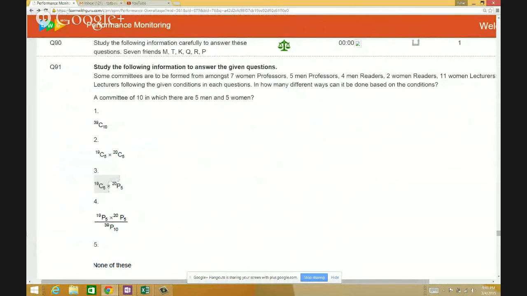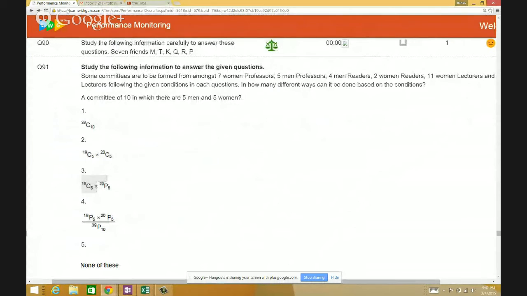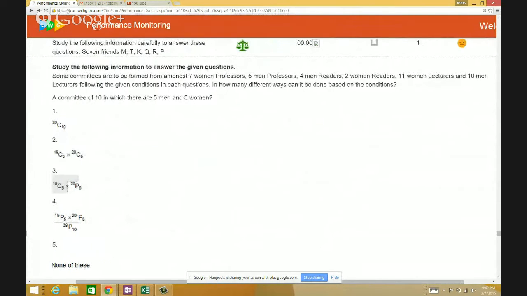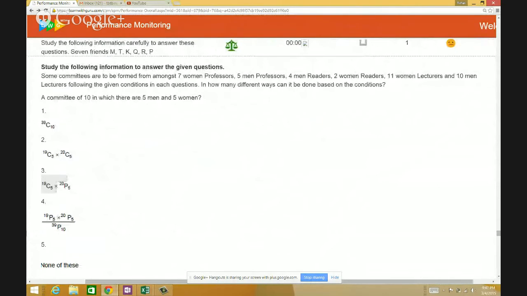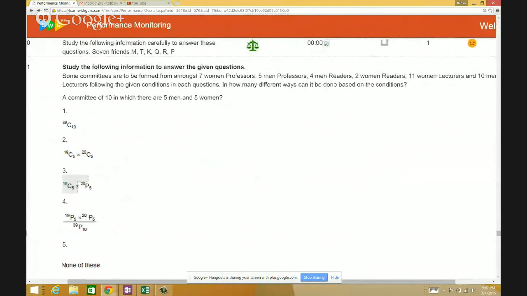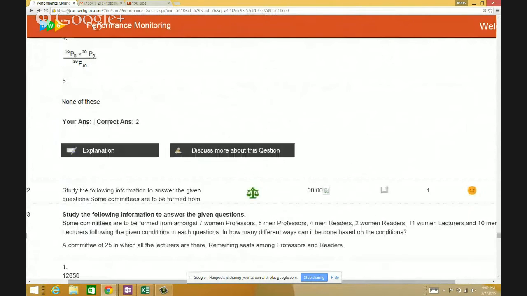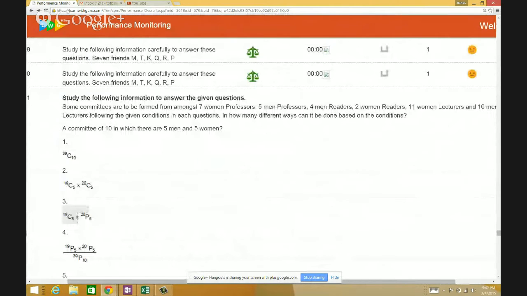So let's see. Some committees to be formed. 7 women, 5 men professors, 4 men, 2 women readers, 11 women lecturers, 10 men lecturers, given conditions. If you have 5 questions here, I'm sure. Yes, you have 5 questions. Committee of 10, 5 men, 5 women.